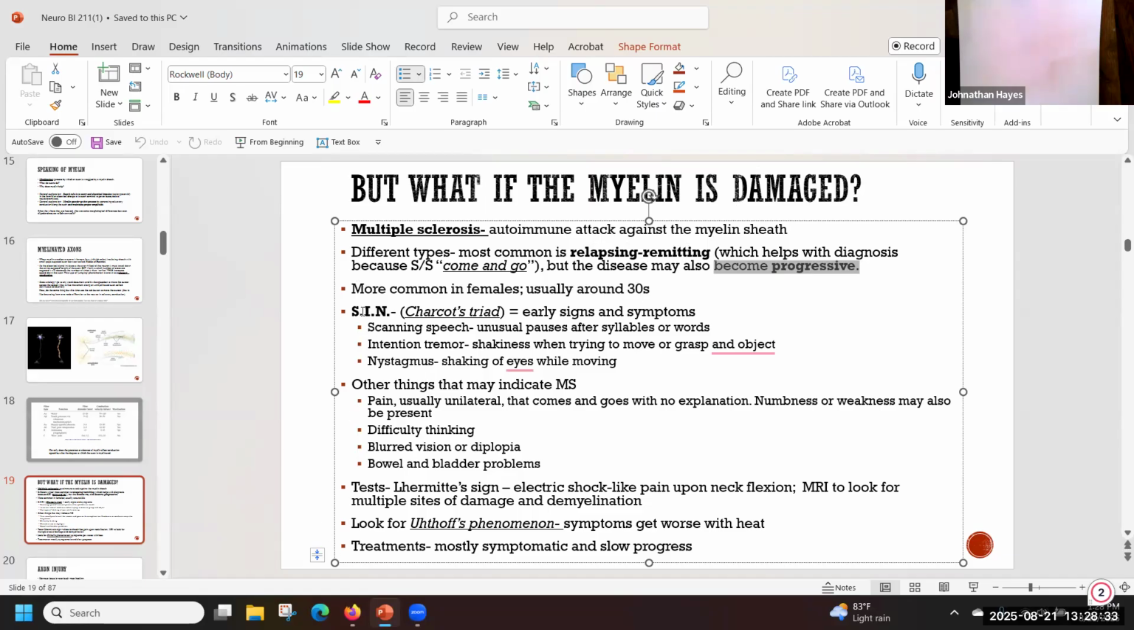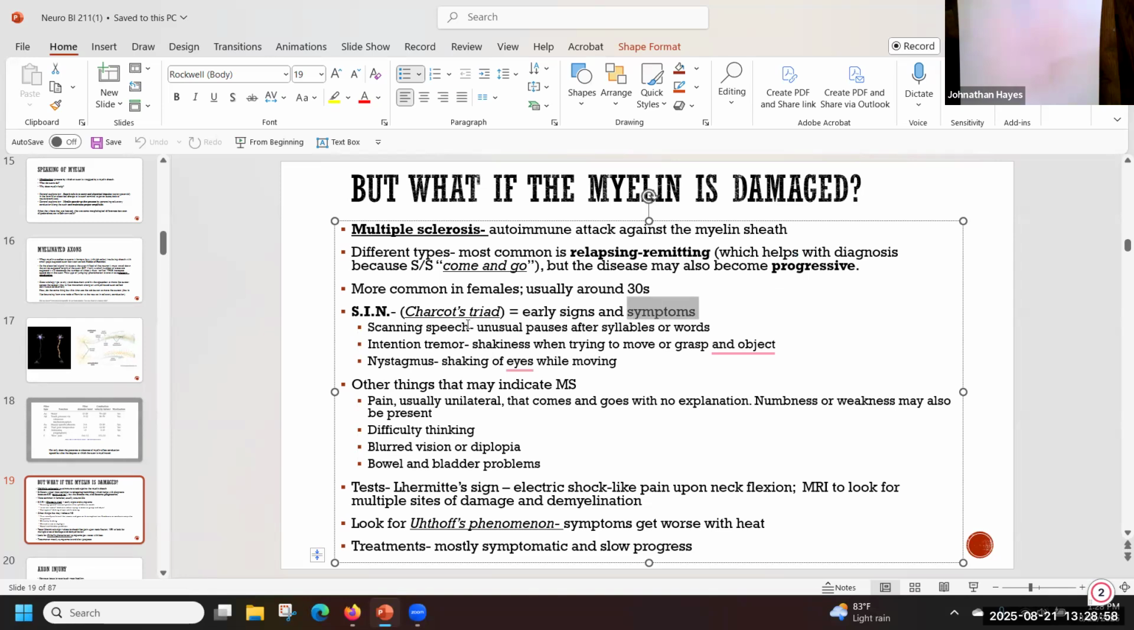Charcot's triad is made up of 3 early signs and symptoms. So this might be some of the early things they notice. Might not be how they say it, but it could be something you could pick up on objectively. So again, just for your information, a sign is something that the provider or observer sees. A symptom is something that the patient describes.